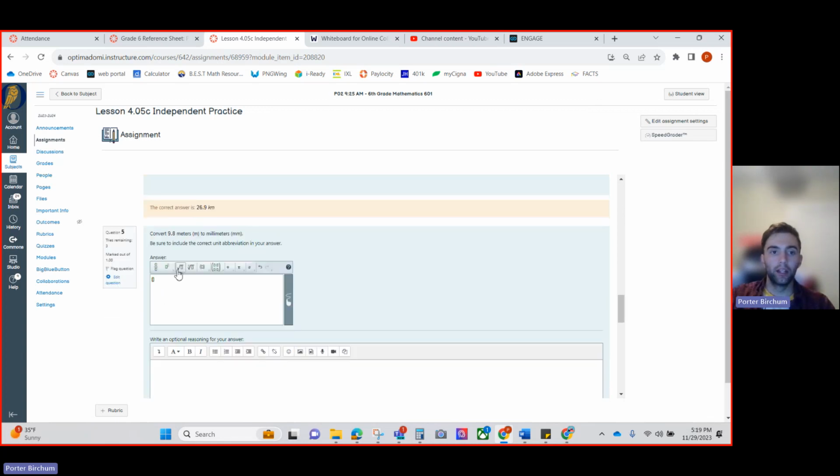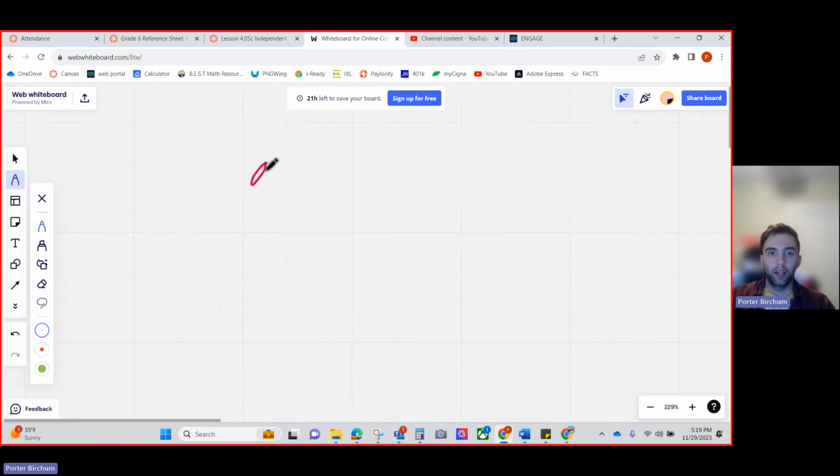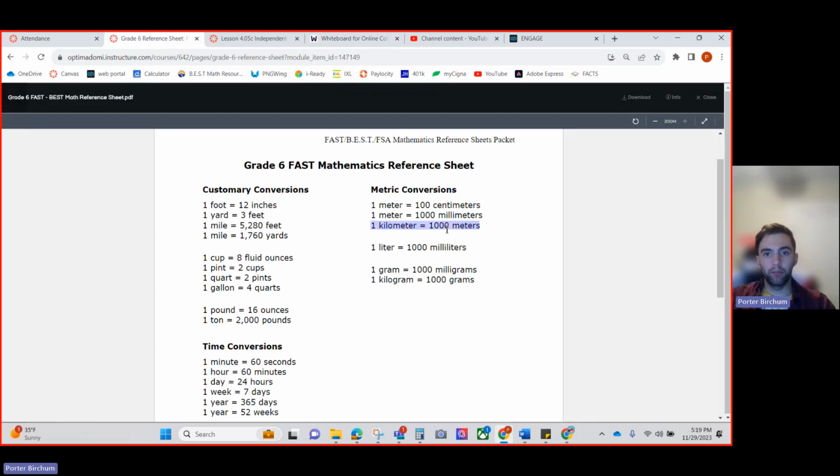Yay. Question 5. Convert 9.8 meters to millimeters. Meters to millimeters. 9.8 meters into something, millimeters. Look at the grade 7 reference sheet. Where do you see meters and millimeters? Oh, right here. Meters and millimeters.